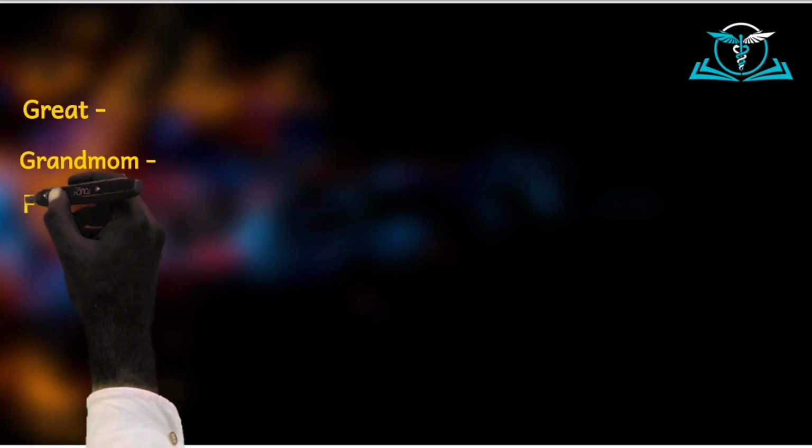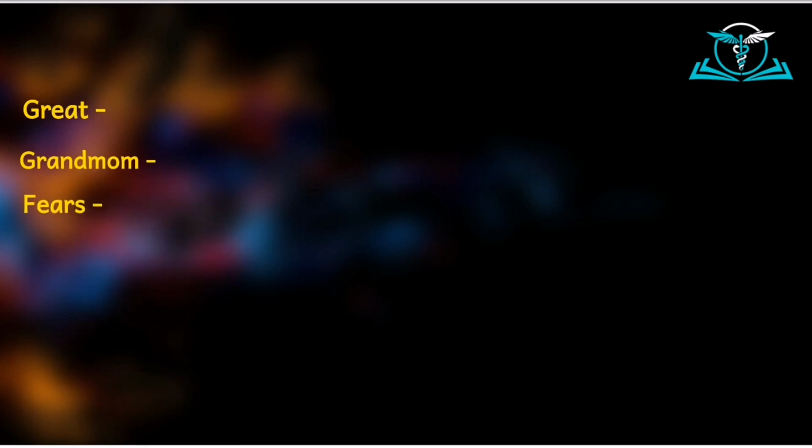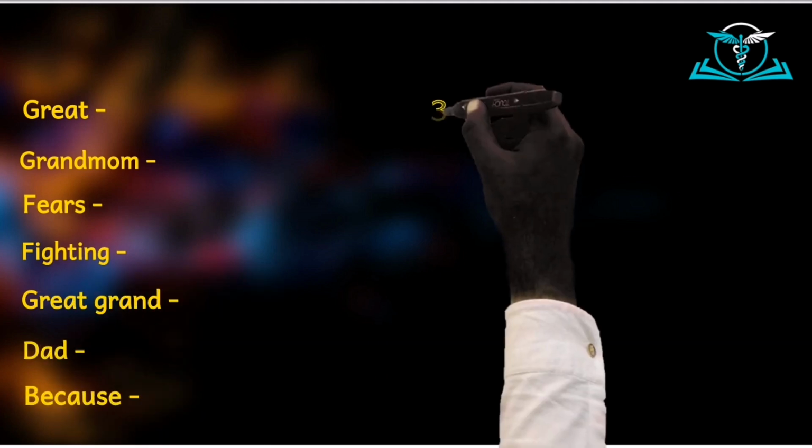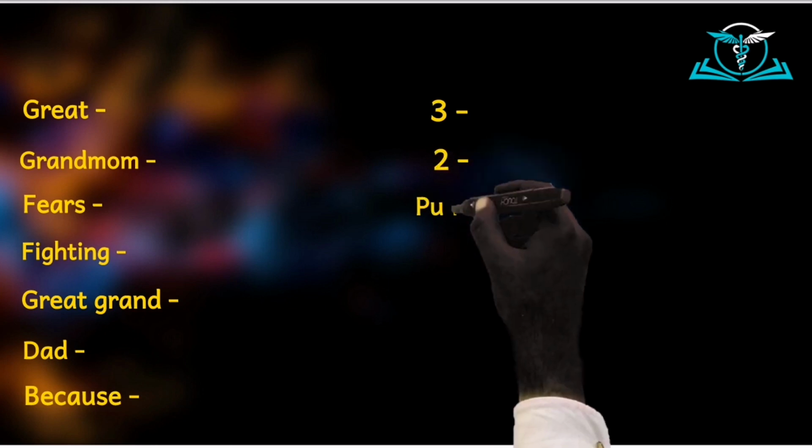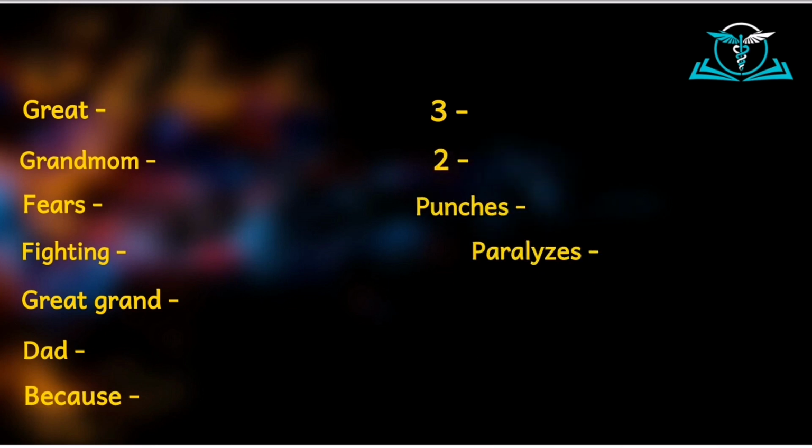grandmom, fierce, fighting, great granddad, because 32 punches paralyzes. So the mnemonic again: great grandmom, fierce, fighting, great granddad, because 32 punches paralyzes. So you get a story, right?